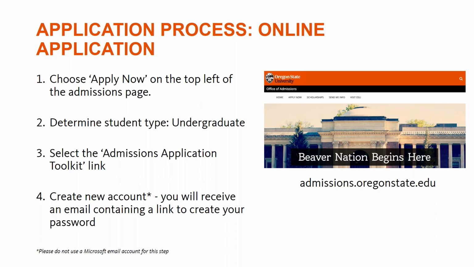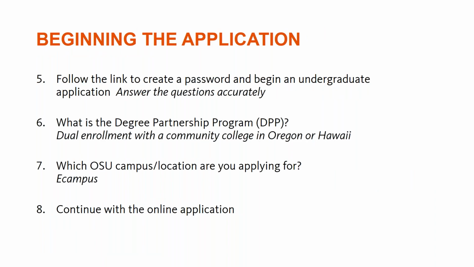So like I said, you'll start with beginning the application. You'll follow that through, and you'll go through the different steps. Now, one of the things that it will ask you about is our degree partnership program. This is a program where you can partner with a community college here in the state of Oregon or in the state of Hawaii, and you can take courses at both institutions at the same time. Now, I know that some of these do offer classes that are online as well as on the physical campus, so you'll just need to be aware of what classes you're wanting to take if you're taking those online.